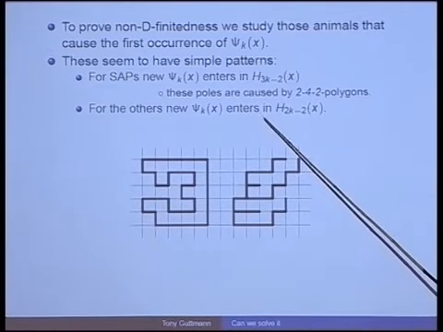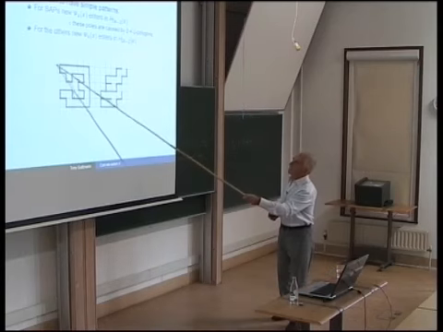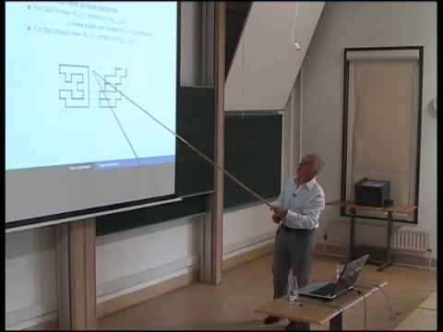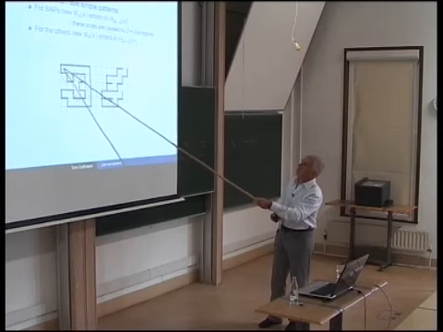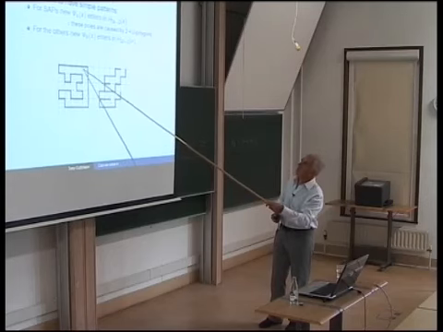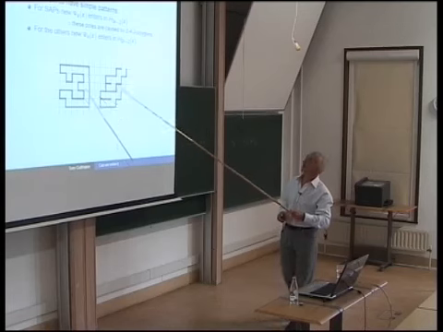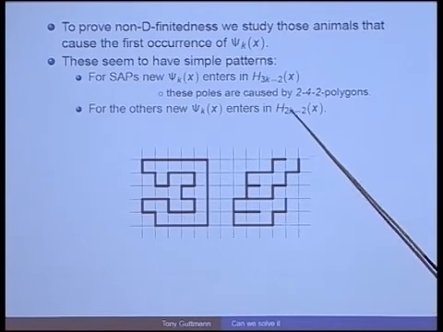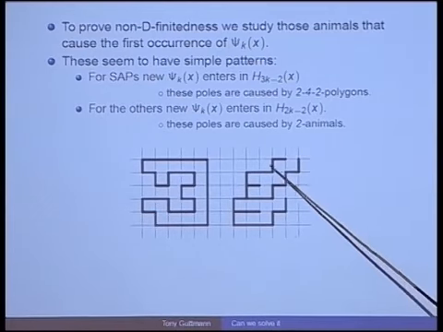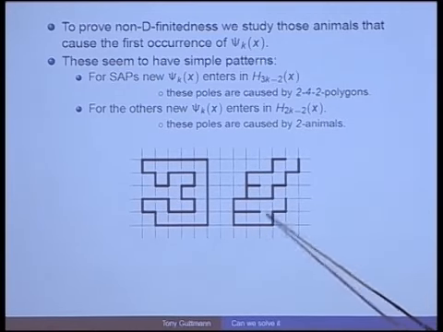What is the pattern? As you cut horizontally, you need enough vertical bonds to build these k columns, right? And the minimal polynomial: two edges that you cut here, 4 edges that you cut, 2 edges. For the animals like this, a new psi k enters first in H2k minus 2 when you've got just 2 vertical bonds in each row.